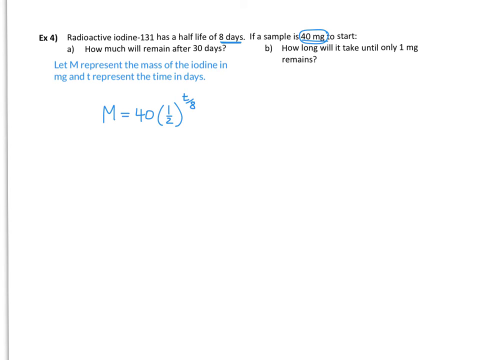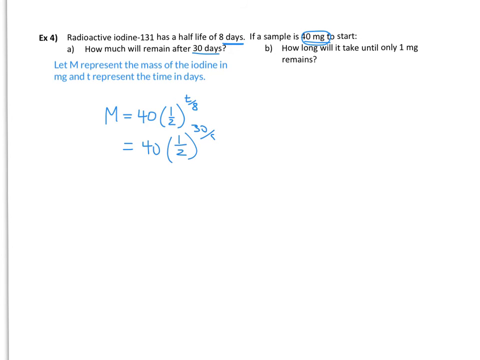Now, how much will remain after 30 days? So we need to figure out our mass, and we've been given what the time actually is equal to there. Our time is 30, so we're going to pop 30 in where the T is, and then we're going to solve that just using our calculator. Just putting those numbers in and getting values out of that.